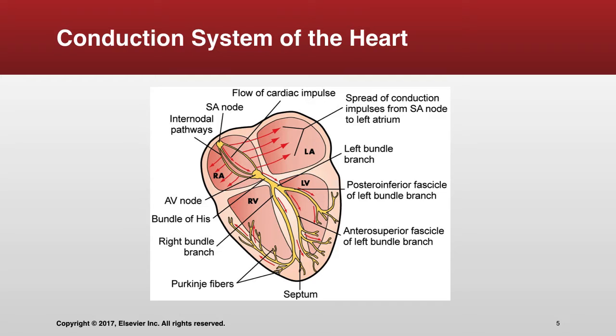We've gone over the conduction system of the heart both in pathophysiology and in one of the previous lectures, so I'm not going to spend a lot of time with this, just to say that the conduction originates in the SA node, or the sinoatrial node, and then it is taken down the internodal pathways to the AV node, or the atrioventricular node, and from there it goes down the bundle branches into the Purkinje fibers, and that's where the contraction begins.